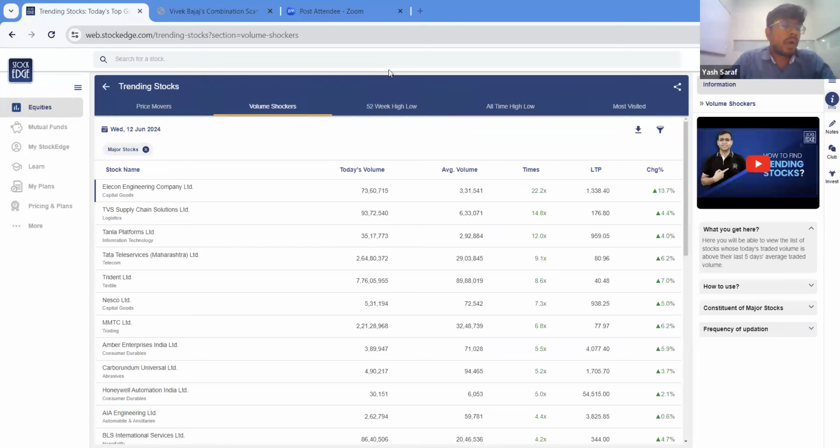Ananya, I just explained how we can find stocks for intraday. We can find the list of stocks for intraday from our combination scans, from the StockEdge scans themselves, or during intraday with the help of trending stocks.